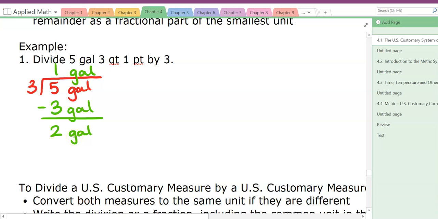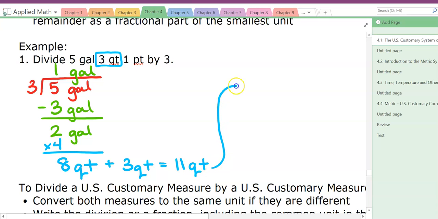Now we want to take the 2 gallons, the remainder, and convert it to quarts. So how many quarts are in a gallon? 4. There's 4 quarts in a gallon. So I'm going to take 2 times 4, and that gives me 8 quarts. What I do with the 8 quarts is I look up here, and I've got 3 quarts in my original problem. So I need to add 3 to that 8, which is going to give me how many? 11.